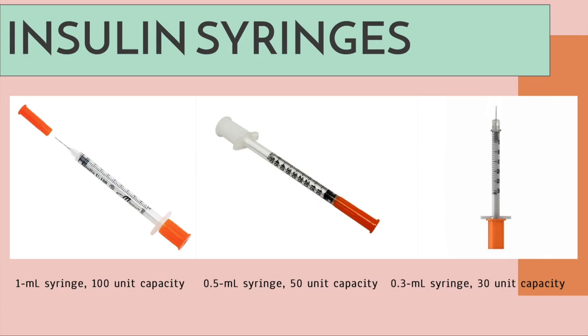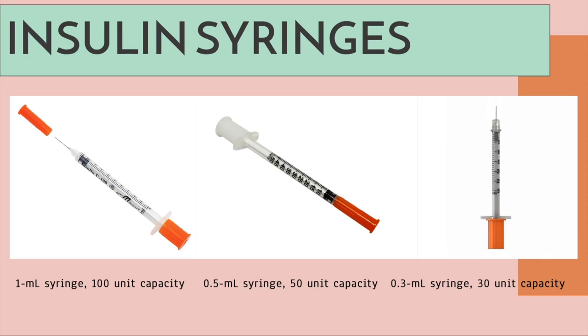Speaking of capacities, as you can see in the pictures, there is a 100 unit mark in the first picture, a 50 unit mark in the second picture, and a 30 unit mark in the third picture, meaning that is the capacity of the syringe. Syringes must be matched with the insulin concentration. The concentration of insulin in the United States is U100, meaning there are 100 units per milliliter or cubic centimeter.